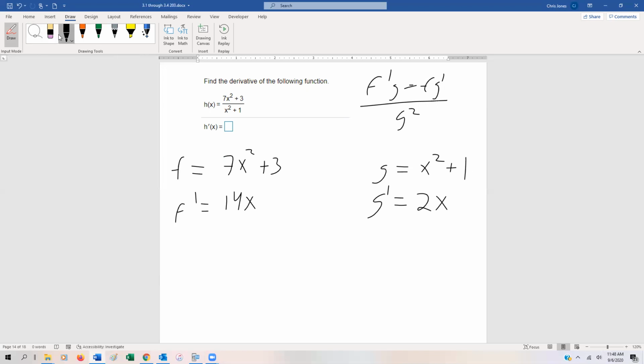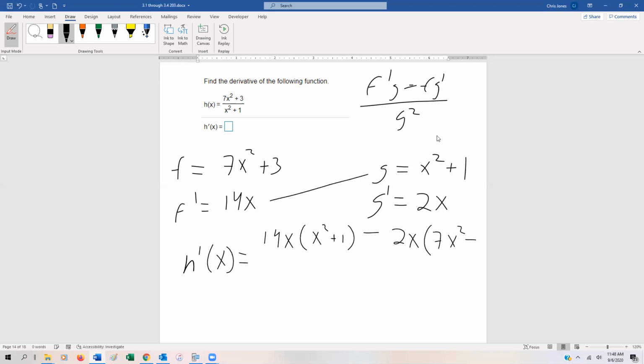So now we can find the derivative by using our quotient rule. And so h prime at x is going to be equal to f prime g, so that's 14x times (x squared plus 1), minus f g prime. Now I'm just going to swing g prime in front to make it easier to distribute. So that's going to be 2x times (7x squared plus 3). And then finally, we're going to divide that by g squared. Remember, g is x squared plus 1, so that's going to be (x squared plus 1) squared.